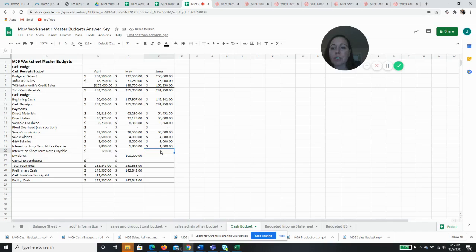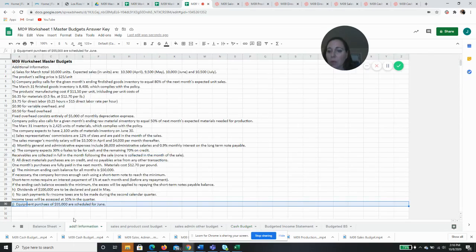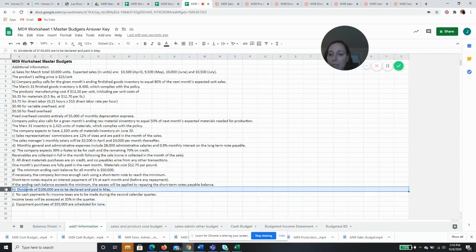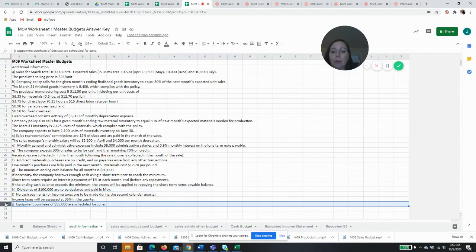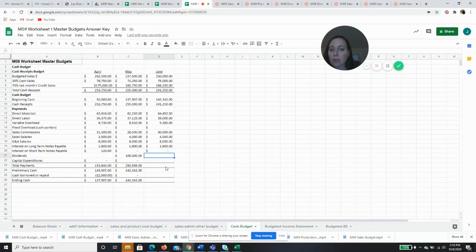Our interest on our short-term notes payable will be $0 because we do not have an outstanding short-term note payable. We had one at the end of March, we paid it off in April, and since then we have not had to borrow any additional funds, so that is $0. Dividends are $0 because we only paid out one dividend, and we did that in May. But we are going to make an equipment purchase of $55,000, so we're going to add $55,000 down here.